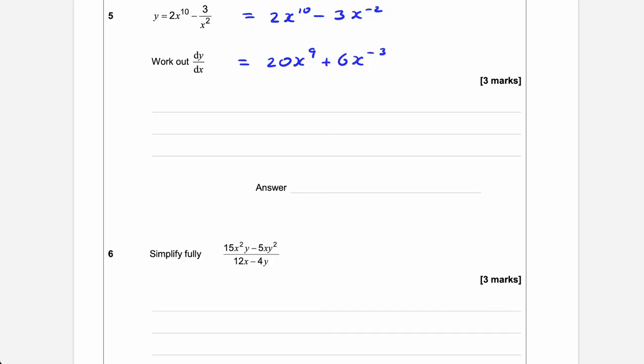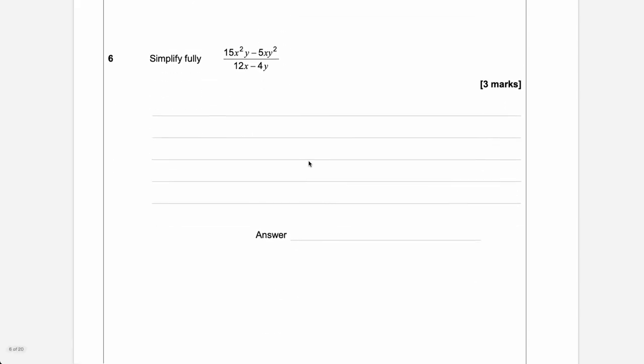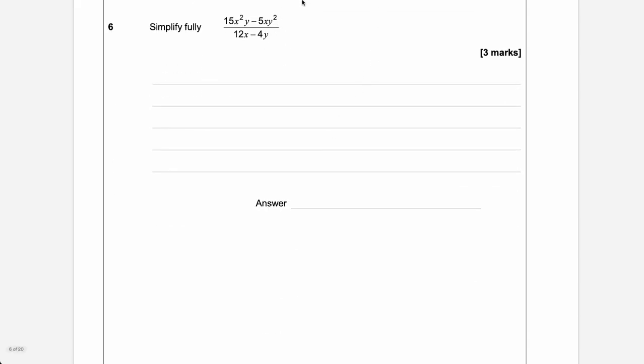Question 6, simplify fully this. So these questions, guys, usually involve some kind of factorizing and then cancelling. So let's do that. First we will factorize. Let's take out the common factors in the numerator. So numbers, what goes into 15 and 5? Well, 5. What letters are common here? Well, there's an x and a y here, and there's an x and a y here. So I'm going to take out an x and a y.